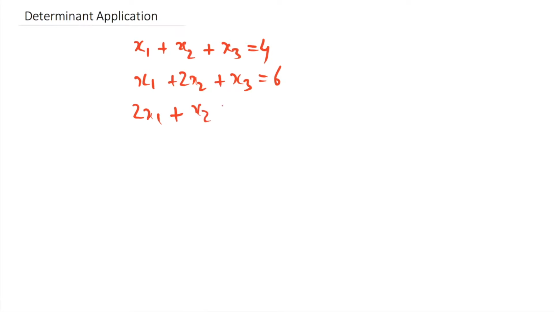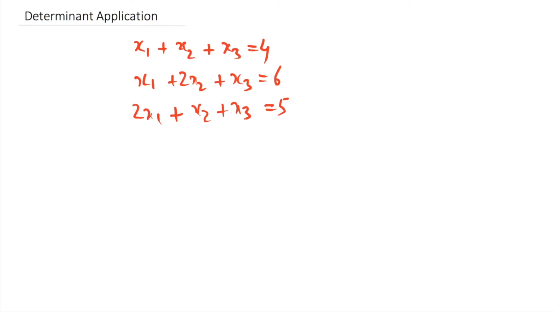Alright, so now armed with the knowledge of minors and cofactors, let's use all that we have learned till now about determinants to solve a problem. So let's say we wanted to solve this linear system of equations: x1 plus x2 plus x3 is equal to 4, and x1 plus 2x2 plus x3 is equal to 6, and 2x1 plus x2 plus x3 is equal to 5.